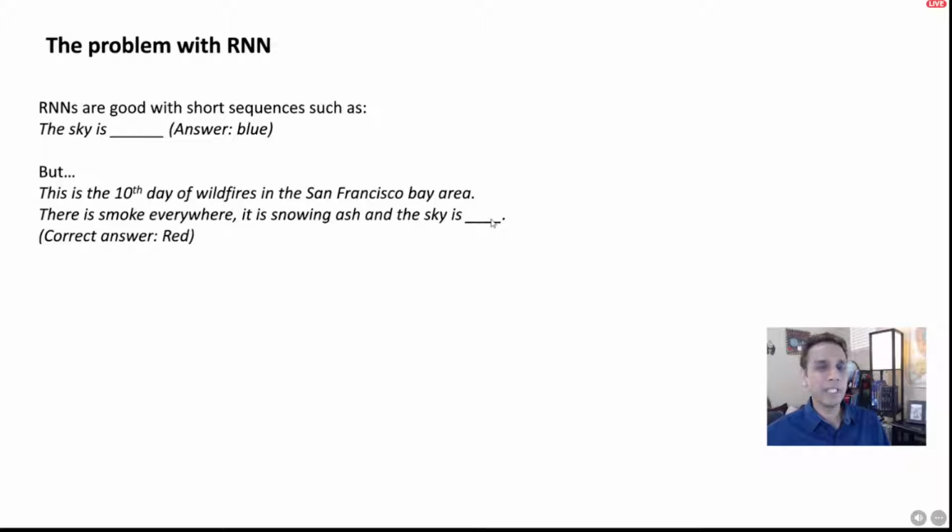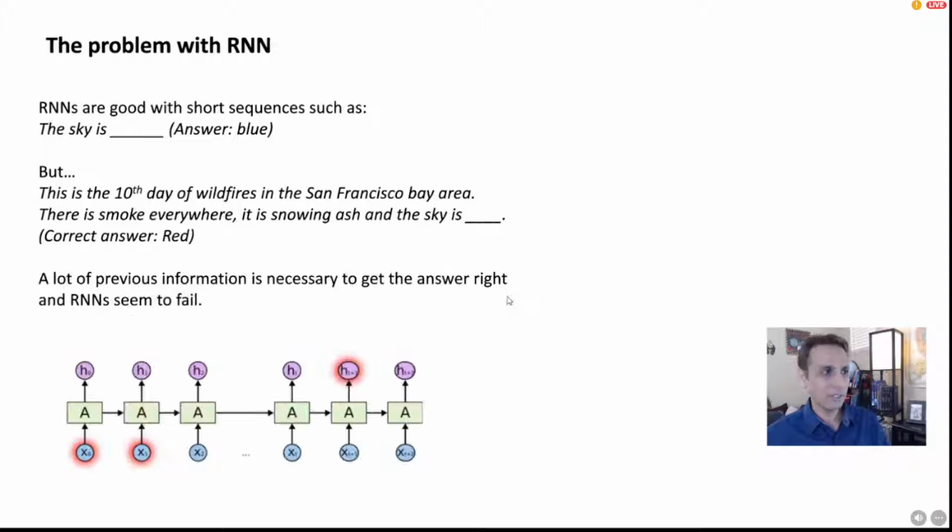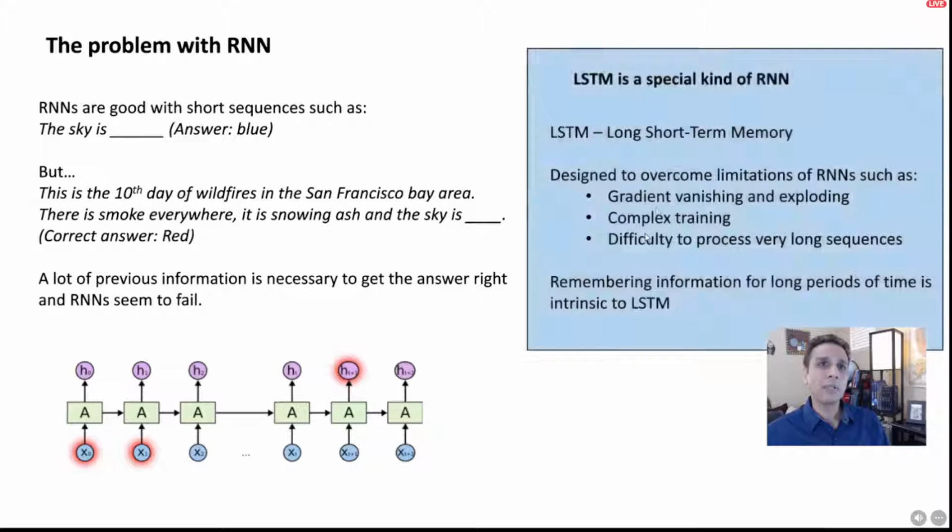I'm not sure if that explanation is clear enough, but the quick answer is a lot of previous information is necessary to get the answer right, and RNNs fail. Theoretically they should be able to do it, but apparently they fail. The information about wildfires is here, and the prediction is right here, and it's getting it wrong. This is why LSTMs.